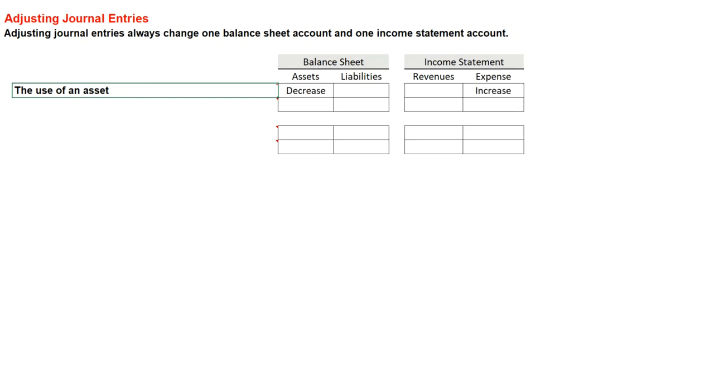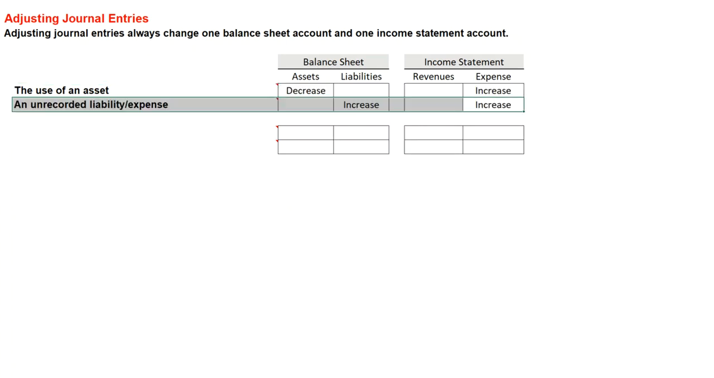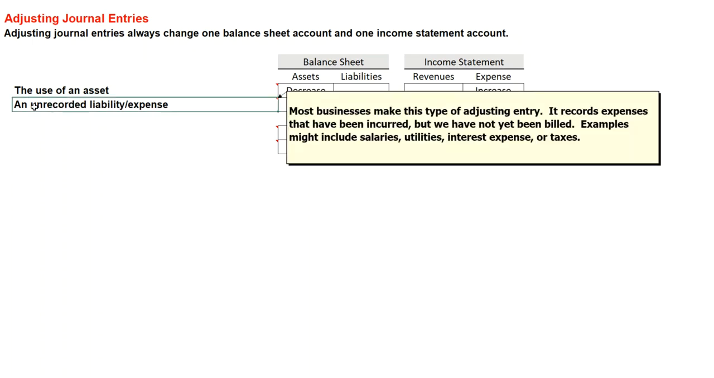The second broad type of adjustments that most all companies are going to have are what we call unrecorded liabilities or expenses. At year end, if we want to get that balance sheet right, we need to record an increase in liabilities, and we will record an associated expense. Again, notice one balance sheet account and one income statement account. Most businesses, again, make this type of adjusting entry. It records expenses that have been incurred, but we've not yet been billed for.